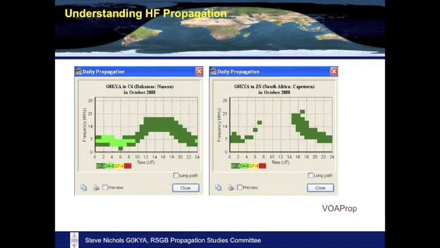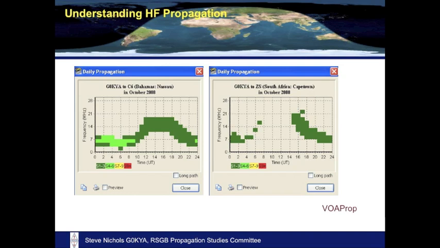Here are two of them, from my QTH to the Bahamas and my QTH to South Africa, and you see you get totally different graphs. The one for the Bahamas shows you that at night you might need to use 7 megahertz to be able to make the contact, and they're likely to be about S4, S6. During the day, you might be able to use up to 20 meters or maybe even 17 meters, 18 megahertz, and they're likely to be about S1 to S3.